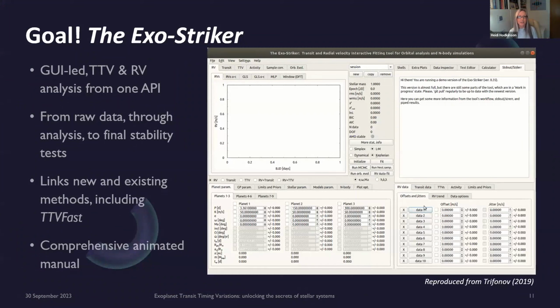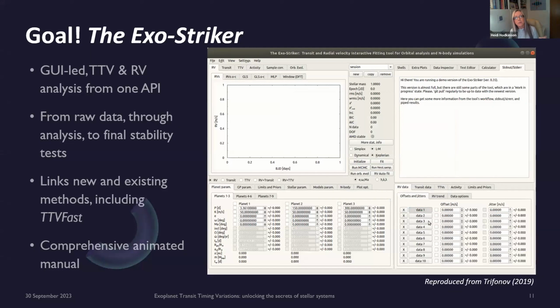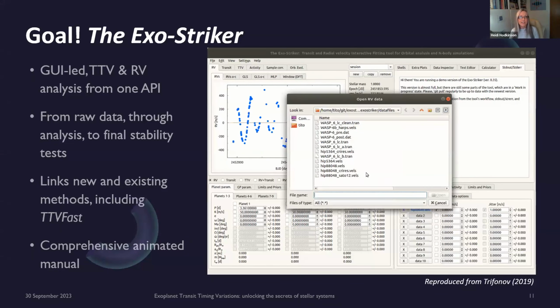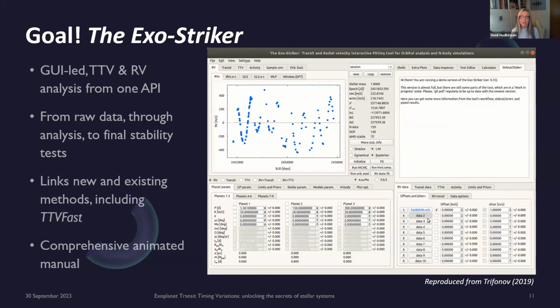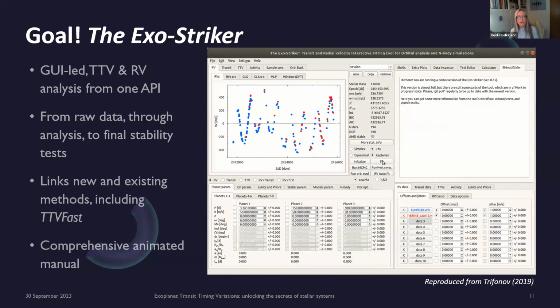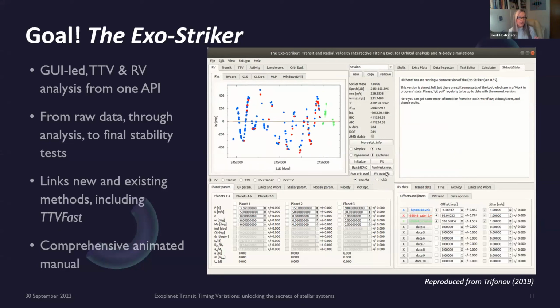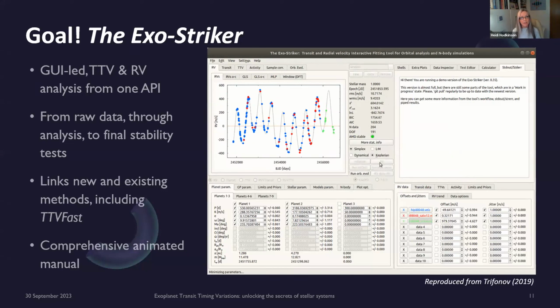The Exostriker. This was developed and released by Trifonov in 2019 and is able to combine TTV and RV data, and there are plans for further development. But what makes the Exostriker particularly appealing and unique is its GUI, meaning that it is, to my knowledge, the only open source TTV analysis API that does not require coding skills to run. The Exostriker currently links to TTV Fast, and the developers are planning an inbuilt TTV analysis method as well, but state that you will still also be able to use TTV Fast.